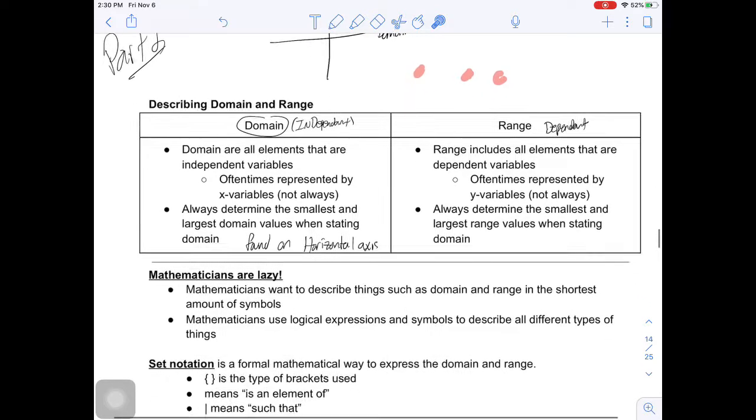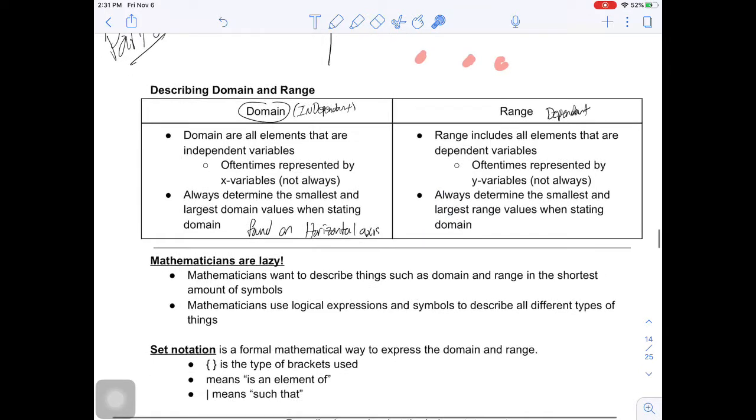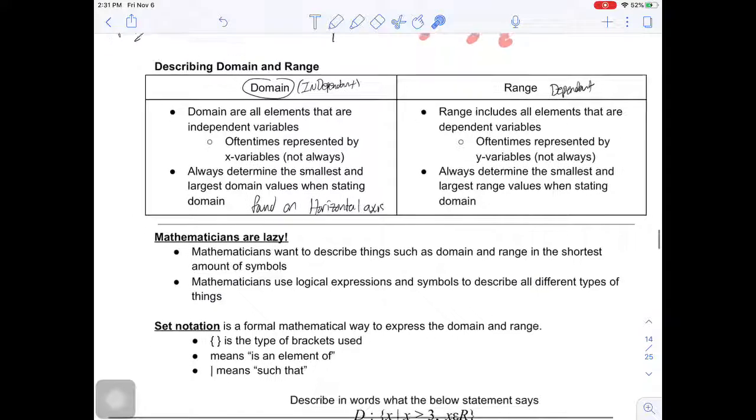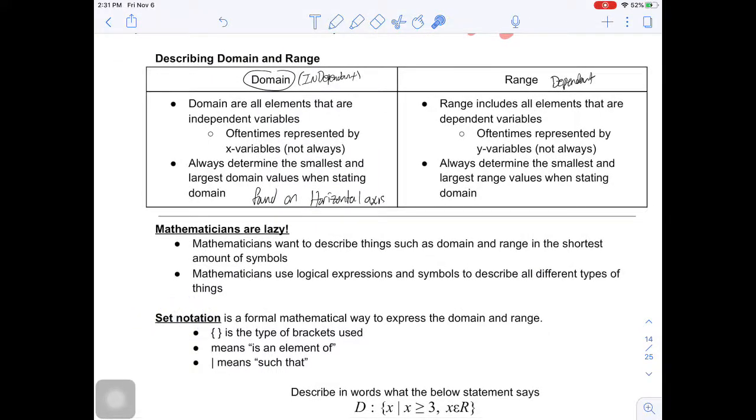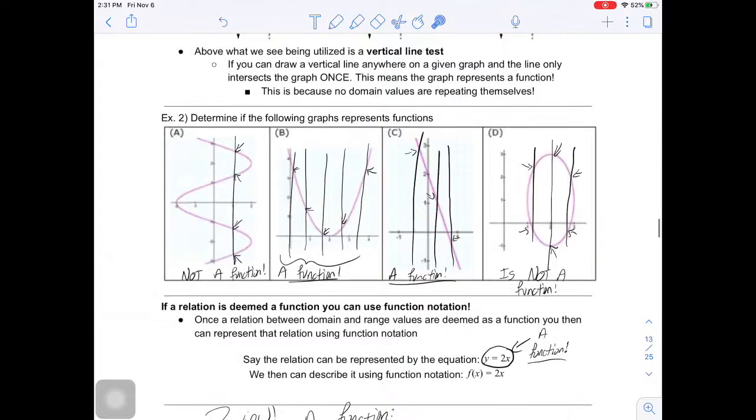Now, something you have to really understand is mathematicians are lazy. They don't like describing things in words. They don't like using long sentences. They want to be very logical and note things very quickly. So we are going to learn how to use logical expressions and symbols to describe all different types of things.